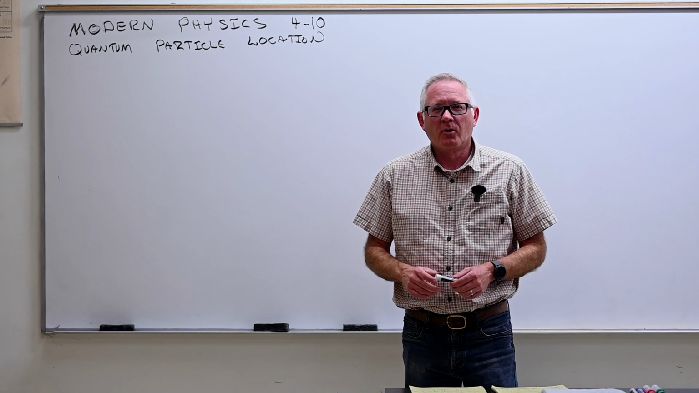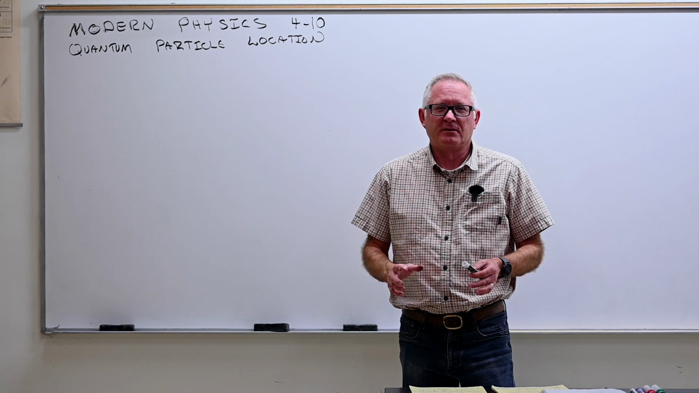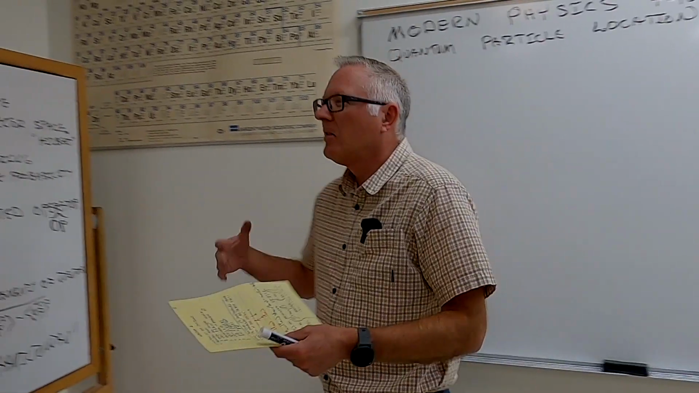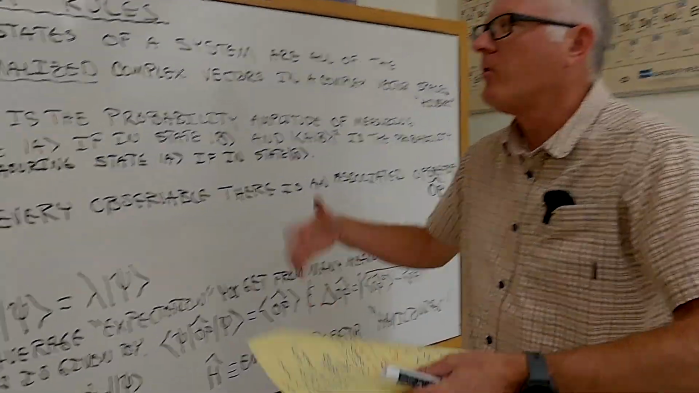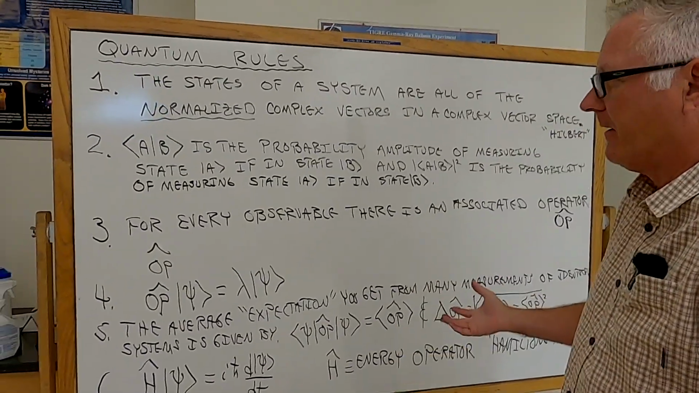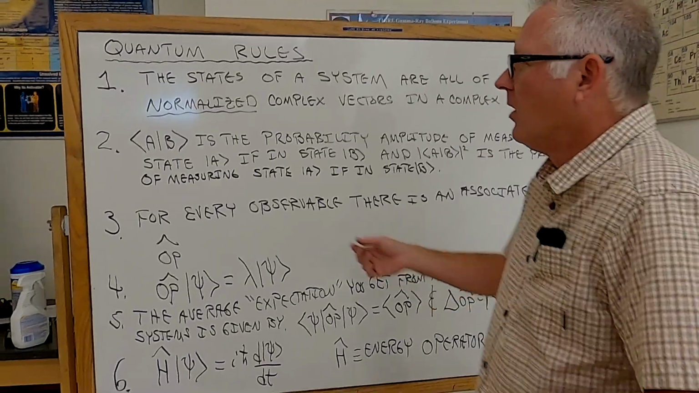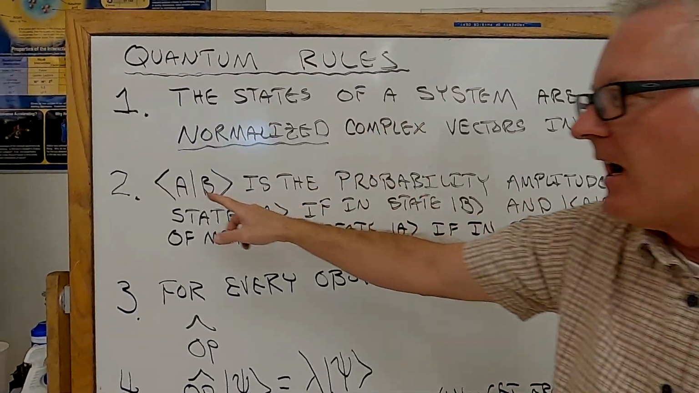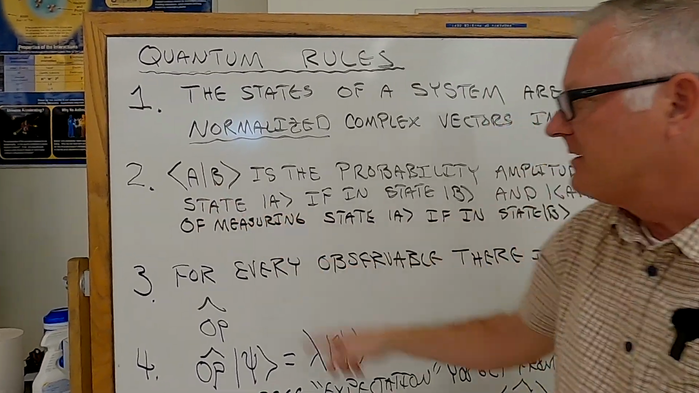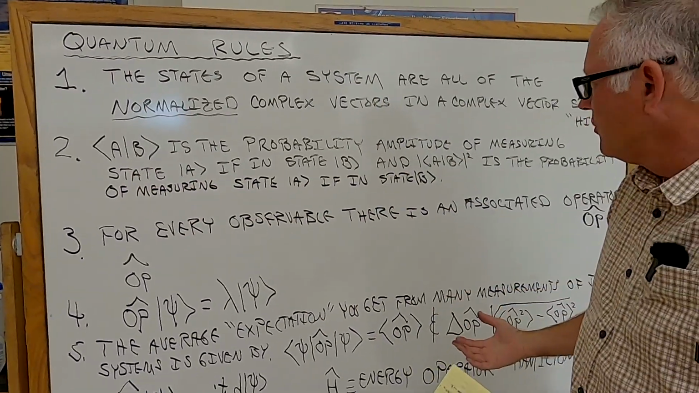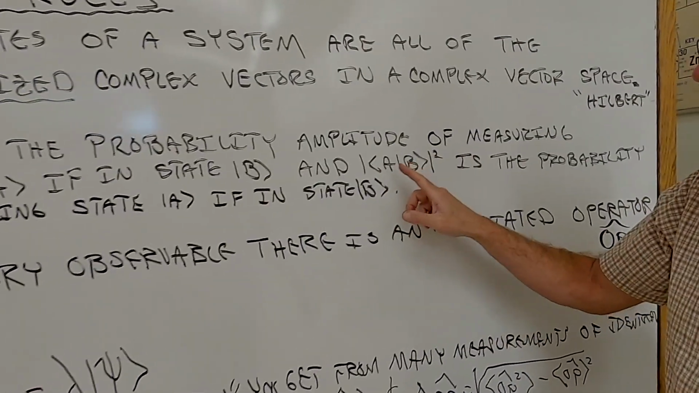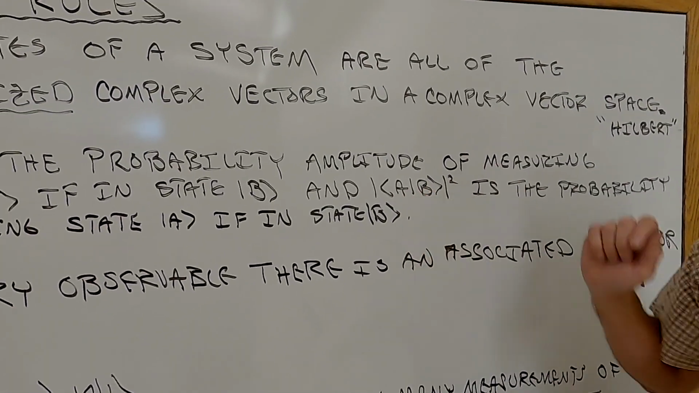So for this video, we're going to look at the location of the particle. Just to review all of the rules in quantum mechanics, they are right here. Just to remind you, what do we say? The states are normalized vectors. The dot product between two states is the probability amplitude, and when you square it, it becomes the probability of measuring state A if you were in state B.